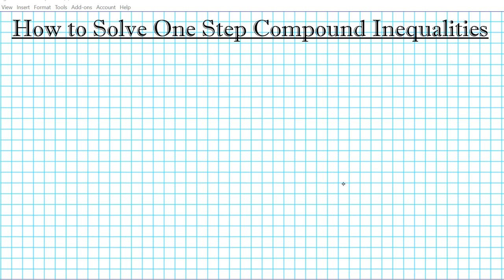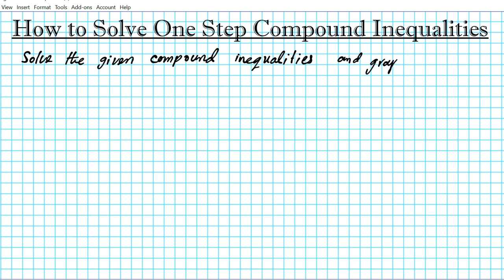Alright, so the instructions for the examples that we're working on are for us to solve the given compound inequalities and graph. Okay. All right, so for question number 1, let's say we want to solve the compound inequality negative 100 is less than or equal to negative 10a is less than negative 70.